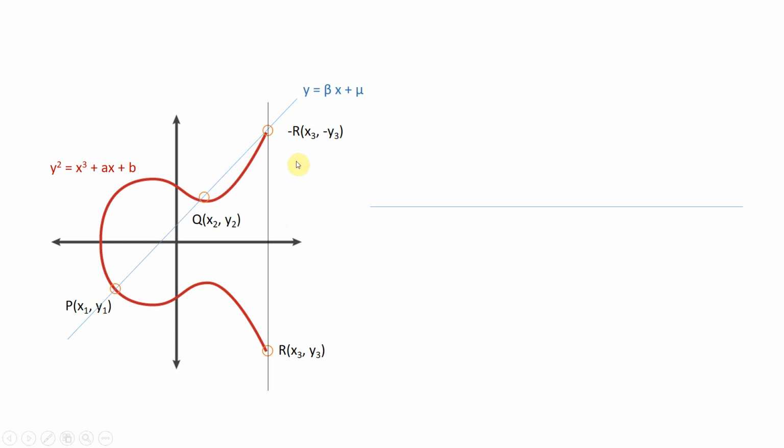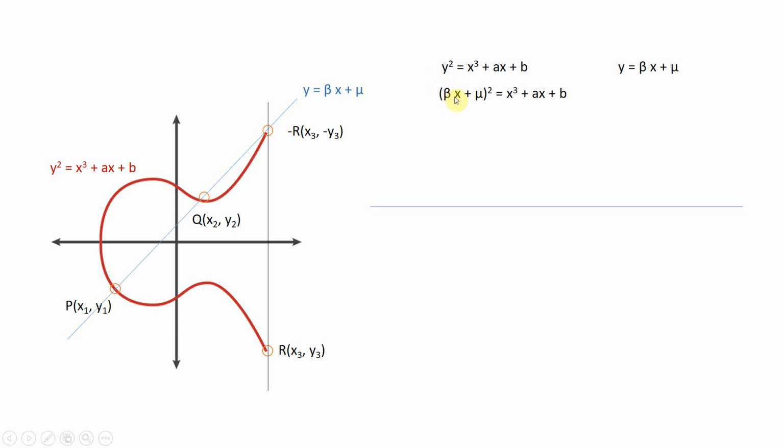Remember that I have this red curve. This satisfies this equation: y squared is equal to x to the power of 3 plus a times x plus b, and this blue line. Let's combine them. I'm going to put this term, beta times x plus mu, instead of y in the first term. Beta times x plus mu, squared, is equal to x to the power of 3 plus ax plus b. And I'm opening this parenthesis.